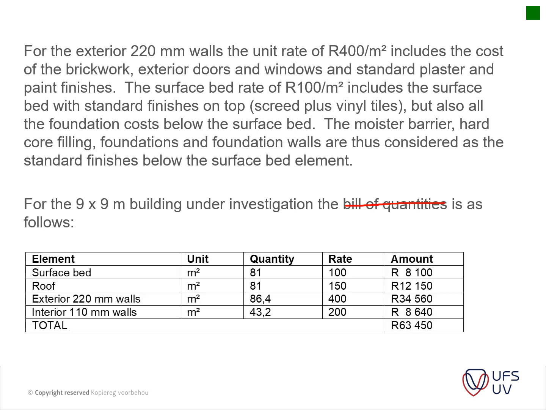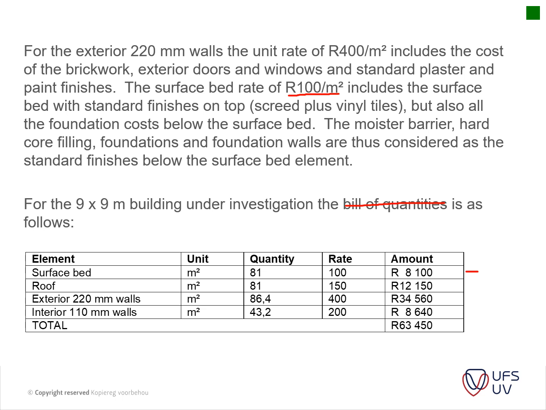Okay, so we've got a surface bed, which is 9x9, which amounts to 81 square meters, and we've got a rate of 100 Rand per square meter, which we get from our previous slide, and we times that to get an amount of 8,100 for our surface beds.